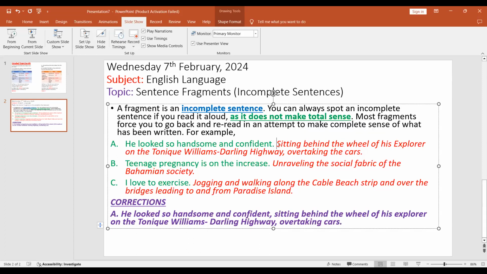We could combine these two. One is a sentence fragment, one is a sentence. We could combine them using a comma. There's another way we can combine them. So it makes complete sense now.